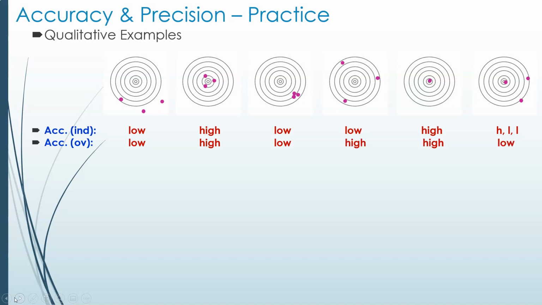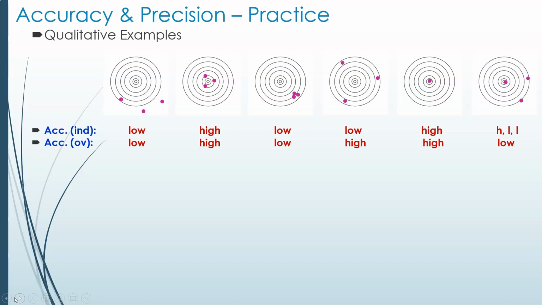If we look at the second one, the center is right in the center of the bullseye, so that's high overall accuracy. The third one, they're all far away. The average is far away, so it's low. In the fourth one, they're all far away individually, so it's low individual accuracy, but the average shot is right in the middle.